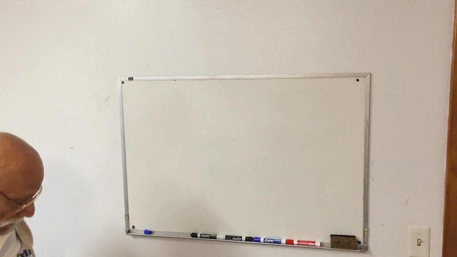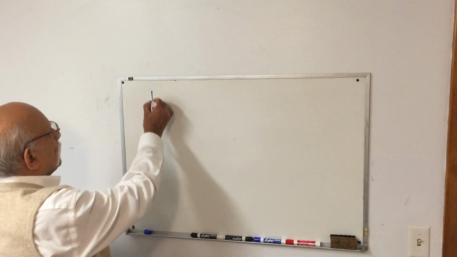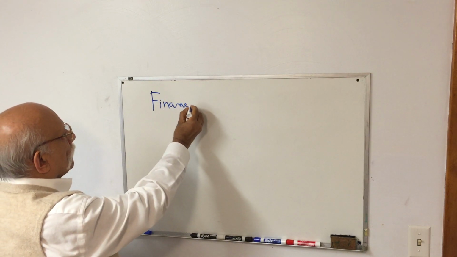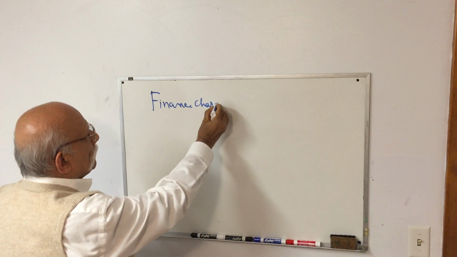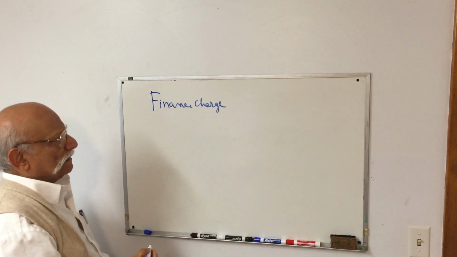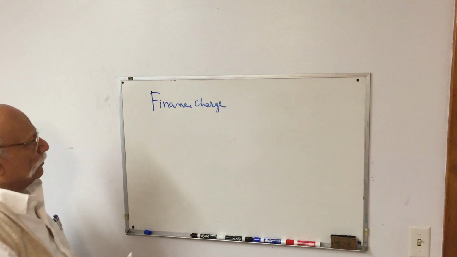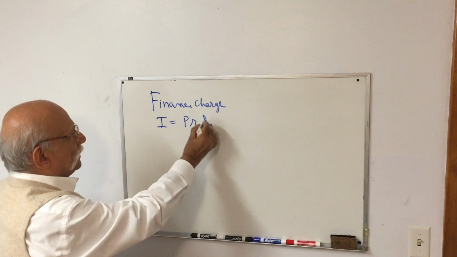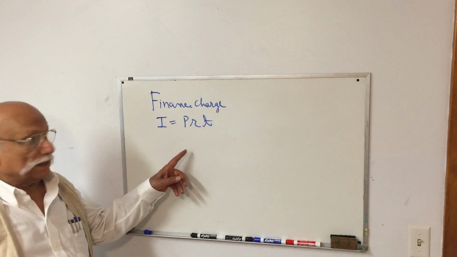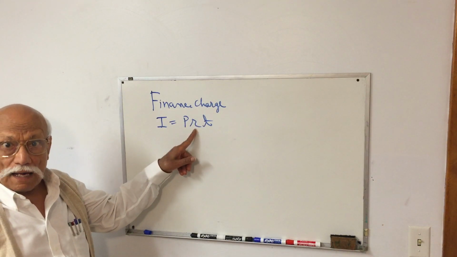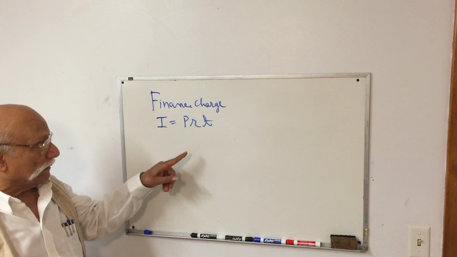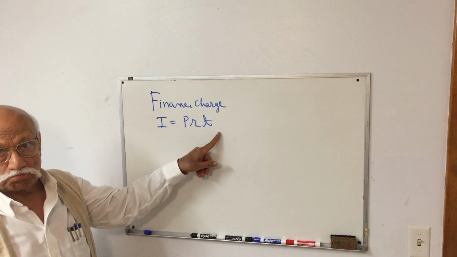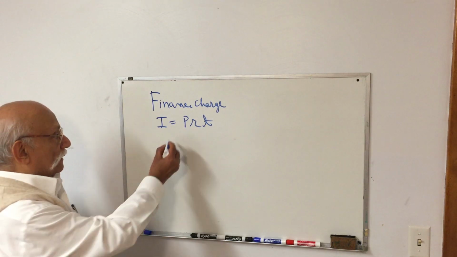So how do you do that? Well, finance charge is the interest which banks charge you. So it will be I, which is PRT. Now you got to know the units clearly. P is the principal, R is the annual rate. Repeat, R is the annual rate, and T is time in years. So all you have to do is plug it in.